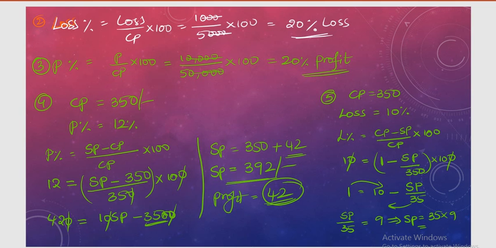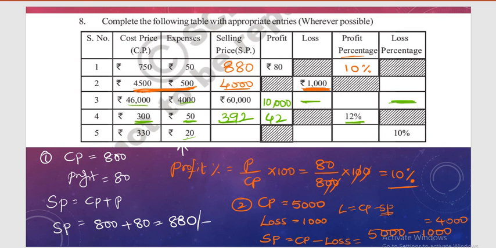So 35 tens are 350, so 350 minus 1 times 35 we need to subtract here. So 350 minus 35 is nothing but 315 rupees. So clearly the selling price is 315 rupees, and that's why he got a loss of 10%, right? In the same way we can find out the reduction value, 35 rupees. So clearly we can say the loss is 35 rupees, right?